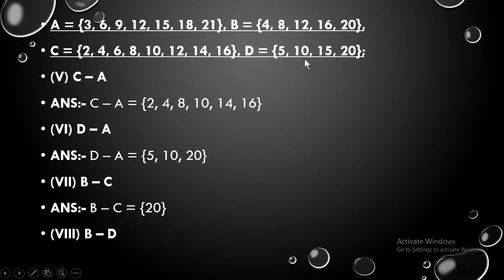Similarly for B minus D, just check. You have only 20 as the one common. So you will remove, B is first, so you will remove 20 from set B and write the leftover elements of set B. That is 4, 8, 12 and 16.